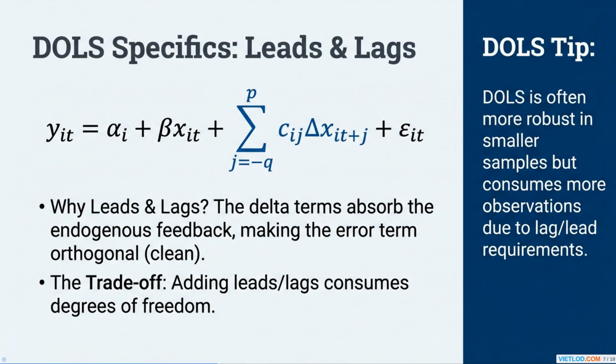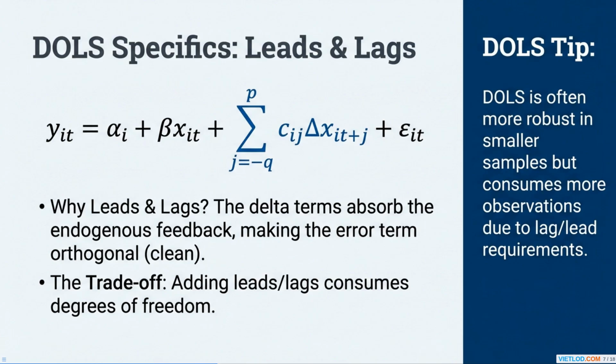This equation shows the Dynamic OLS, or DOLS, model. The new summation term, sum from j equals negative q to p, c_ij delta x_it+j, is crucial. It includes leads, j greater than 0, lags, j less than 0, and the contemporaneous value, j equals 0, of the first difference of our regressor, delta x_it. The primary purpose of these leads and lags is to absorb any endogenous feedback from the cointegrating relationship. By explicitly modeling these dynamics, we make the error term epsilon_it orthogonal, or clean, ensuring the estimates are unbiased.